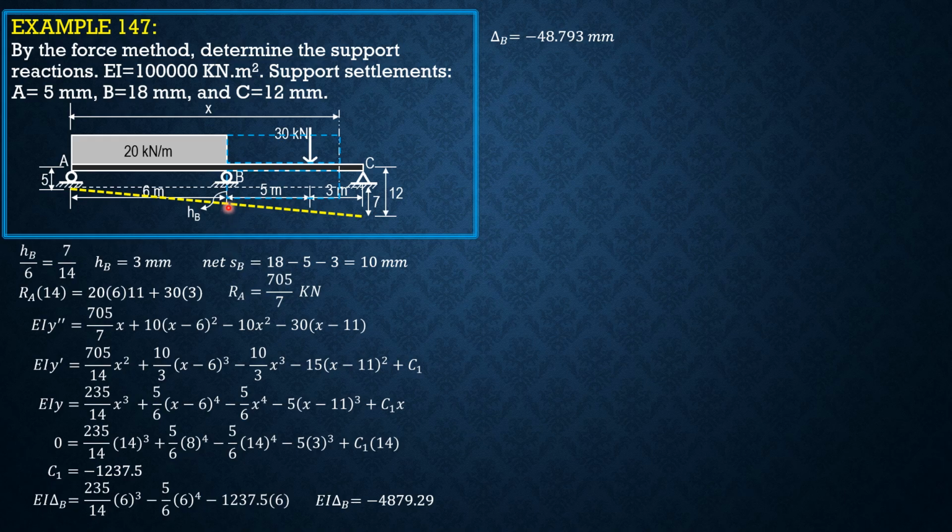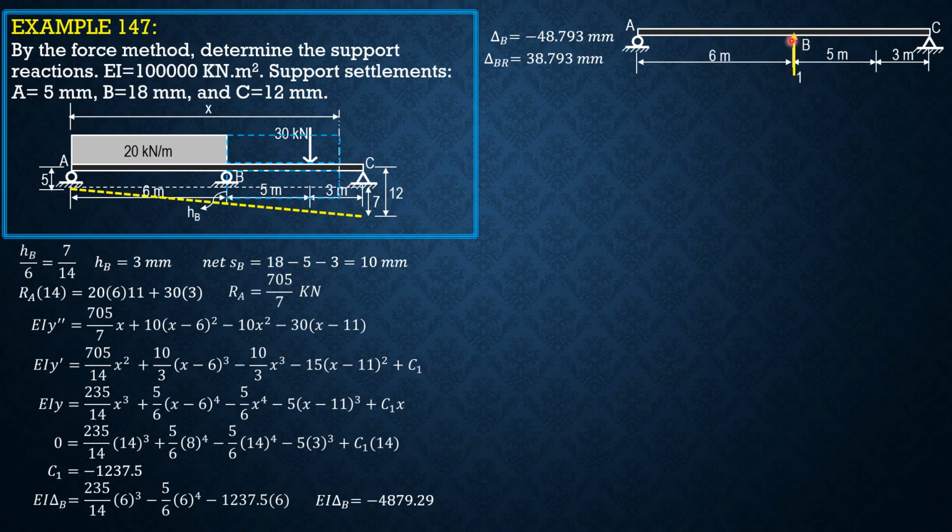So negative 48.793. Since there is already a net settlement of 10 mm, the support will go back to this position. It should be pushed by RB such that the net upward displacement would be 10 mm less than the absolute value of this. So that means delta B due to reaction is only 38.793, and that should be upward. So again, 38.793 is 48.793 minus net settlement of 10 mm. So that's why you have 38.793 mm there, which will be the supposed displacement when we push this by the reaction at B.